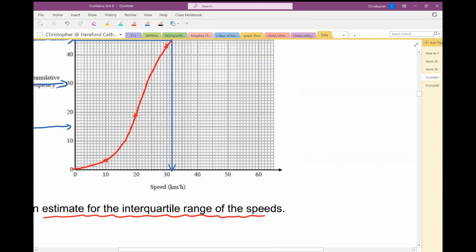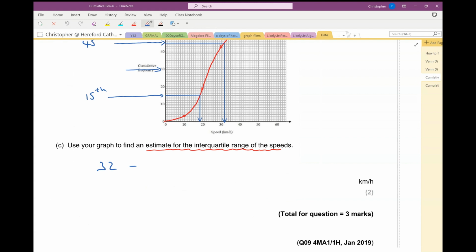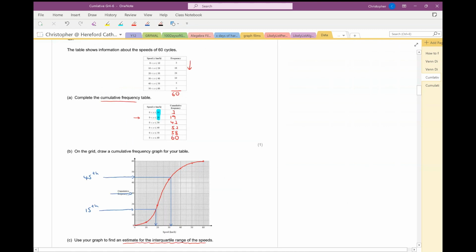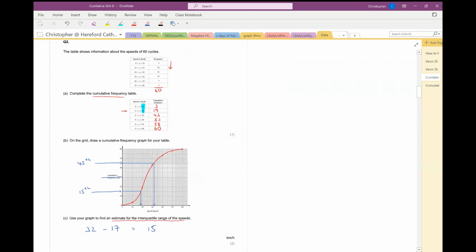So again, I'm going to draw a line across here, and then a line down here, and read off that speed. Well, for me, that's 17. So my interquartile range is 32 minus 17, which is 15. So the difference in speeds between my lower quartile and my upper quartile is 15 kilometers an hour. And that is the end of question 2.